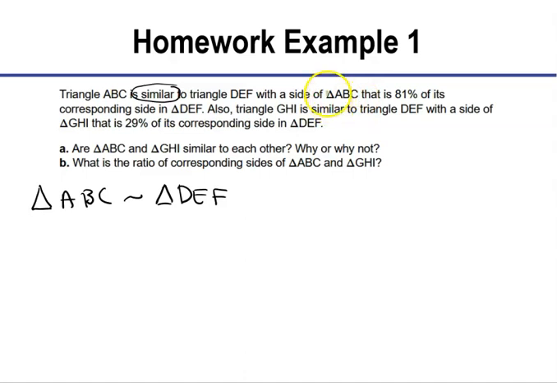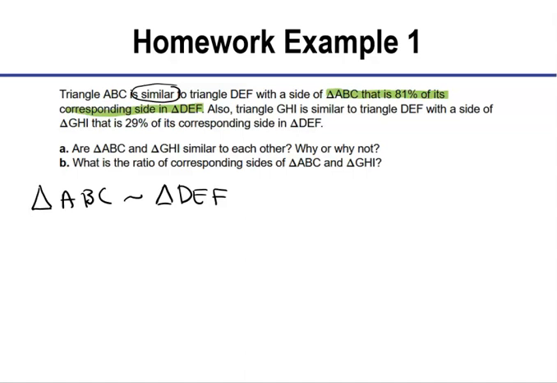It says triangle ABC that is 81% of its corresponding side of DEF. So this gives me the impression that triangle ABC is smaller than DEF because one of the sides is 81% of the corresponding side on the triangle DEF. Now, because they're similar, that actually is true for all of the corresponding sides, not just one of the corresponding sides. Okay? Now, I want to be able to write these sides as equal to each other. So how can I do this?